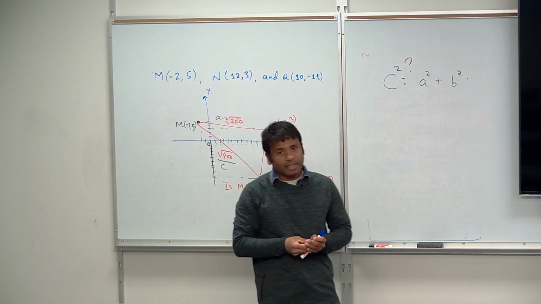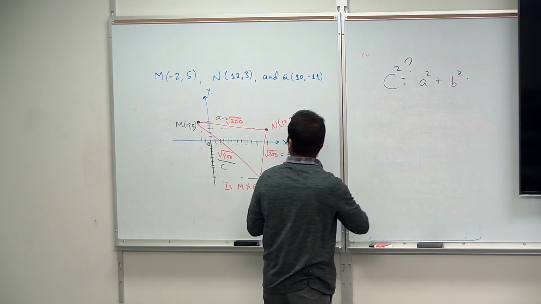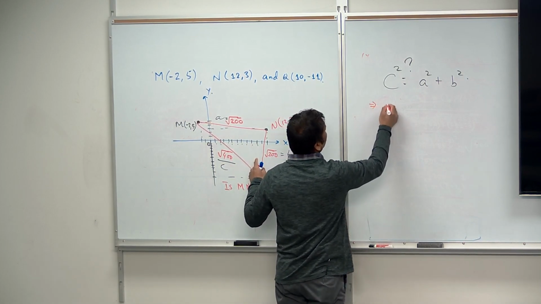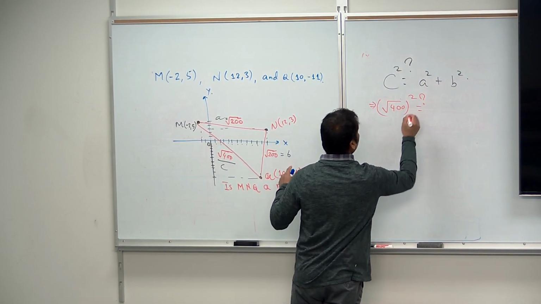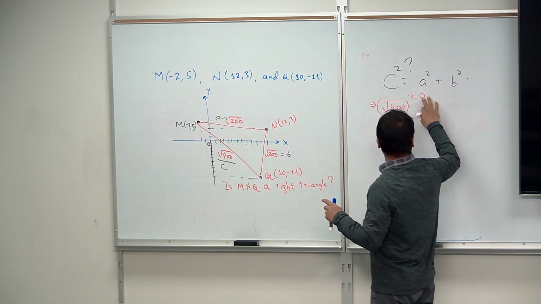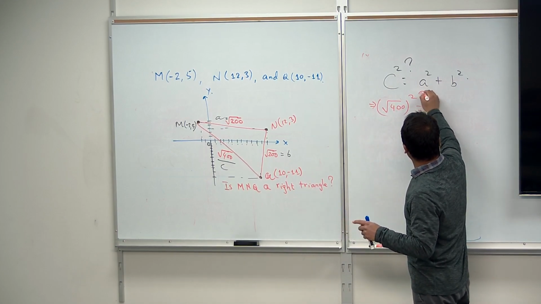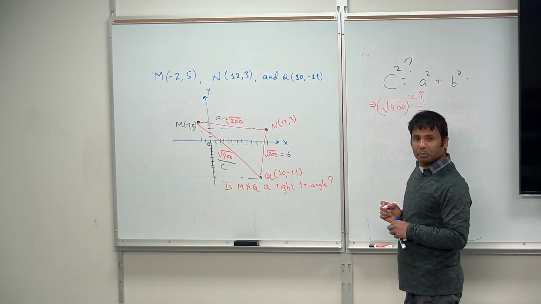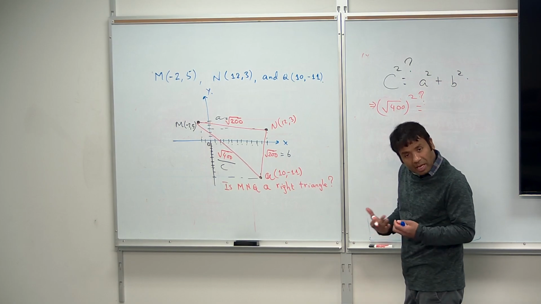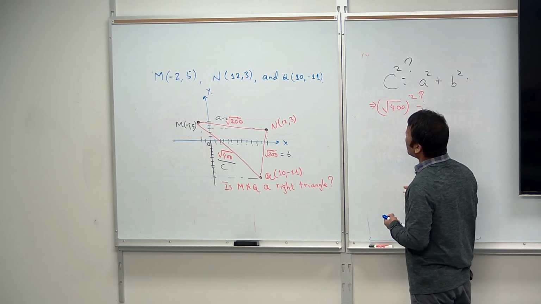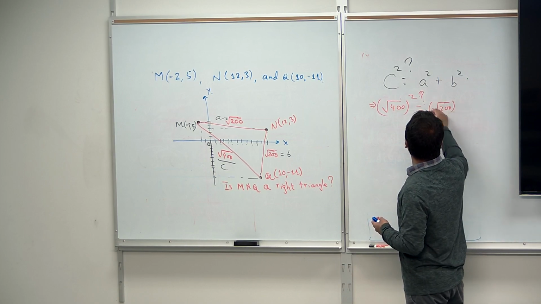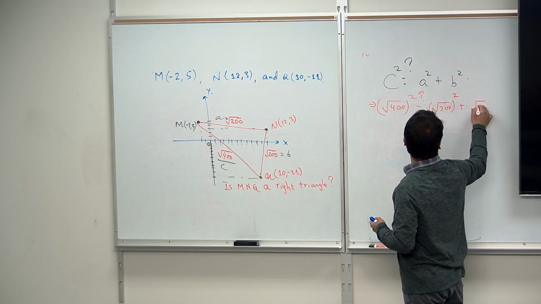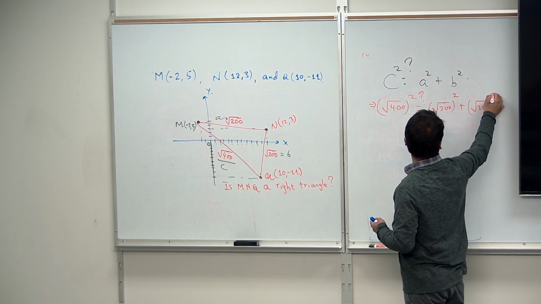That makes sense. So now this is radical 400 square, radical 400 square. This is a question mark, okay? Are you with me? Does it satisfy the Pythagorean theorem? So a square means radical 200 square plus, so this is also what? Radical 200 square.